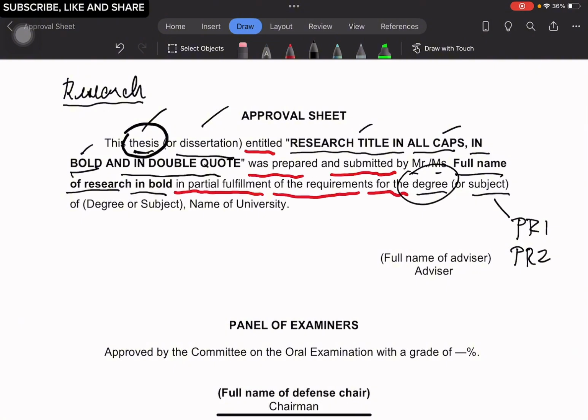Next, degree or subject should be included. Again, this is a variable, and then the name of the university. So that's already the first part of the approval sheet template. The next part will be the full name of the advisor. It should not be in bold or in all caps, and then the title, advisor.